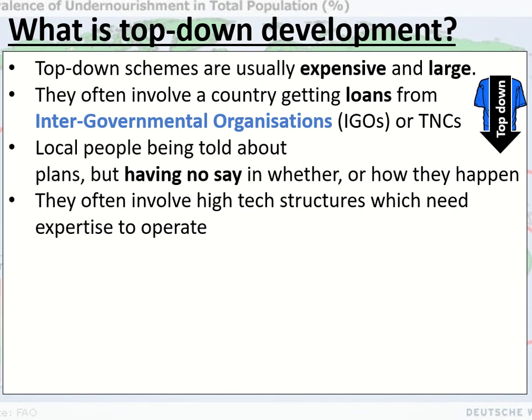They almost always, not always, but almost always involve some sort of high-tech structure that requires expertise to build and to maintain and to operate. So it requires an educated workforce. So it can involve lots of benefits to the host country, because they'll need to be educated in order to operate it. So it's win-win.